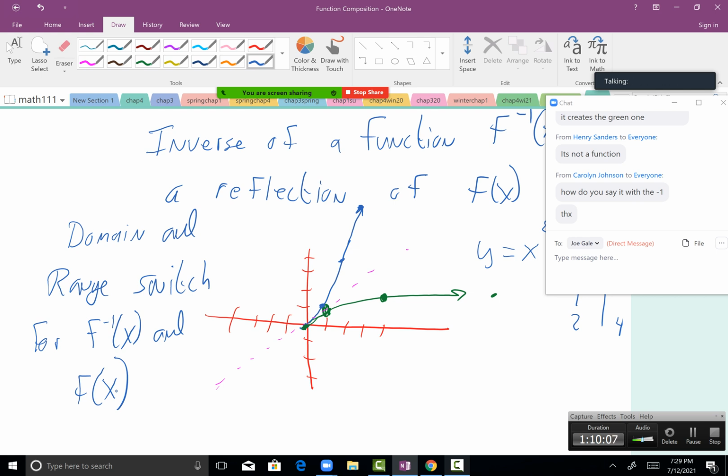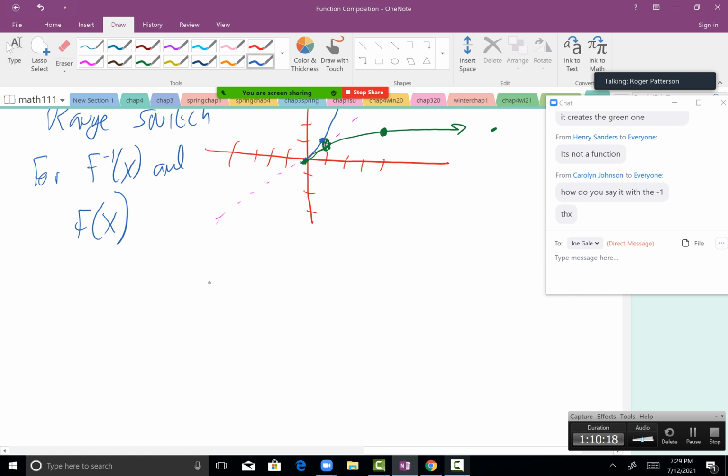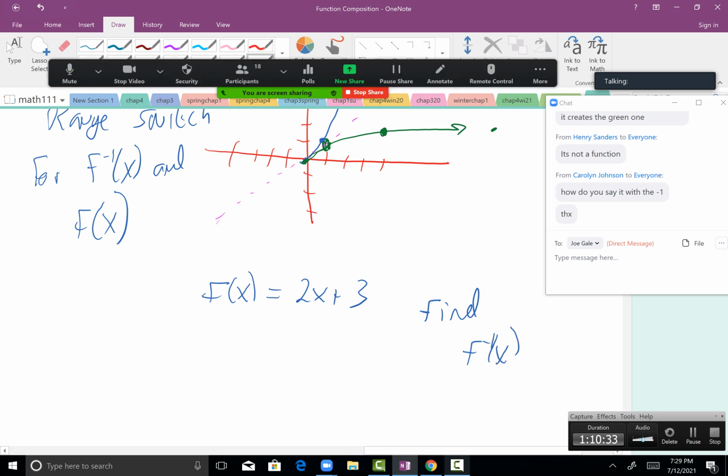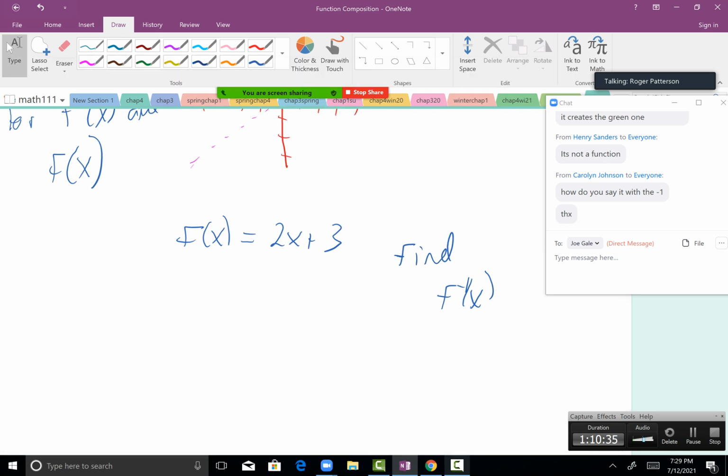And that helps us find inverses. That idea is what we use to find inverses. So if we have a function, and my goal is to find the inverse of x, here's how we do that. First thing you do is you set f of x equal to y. Always set it equal to y.